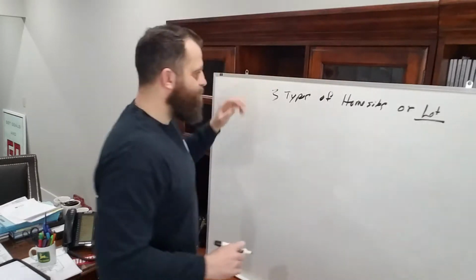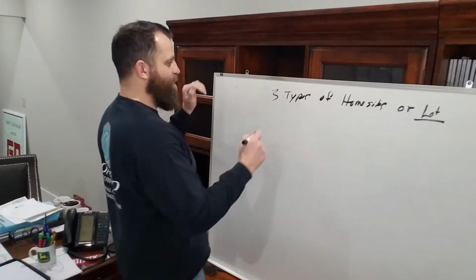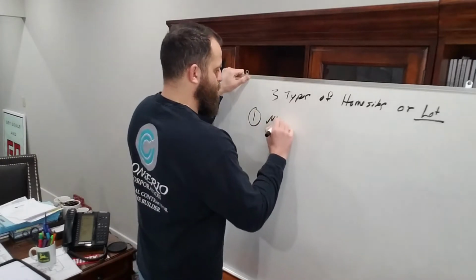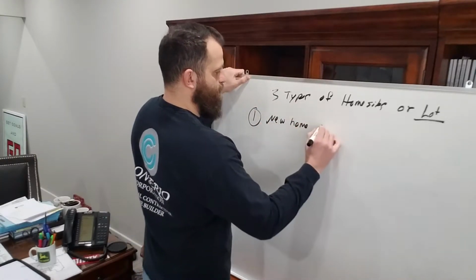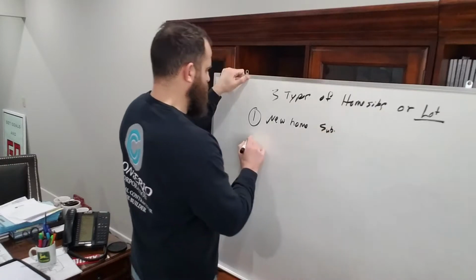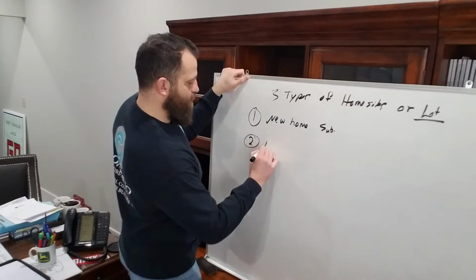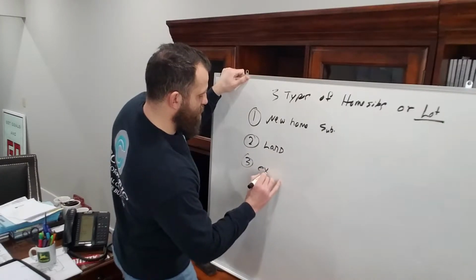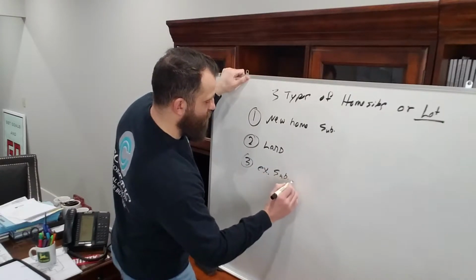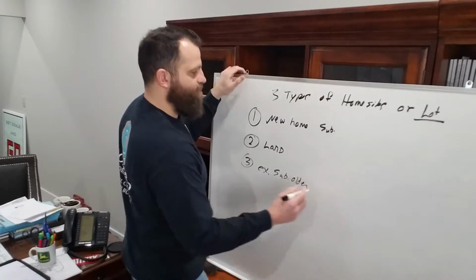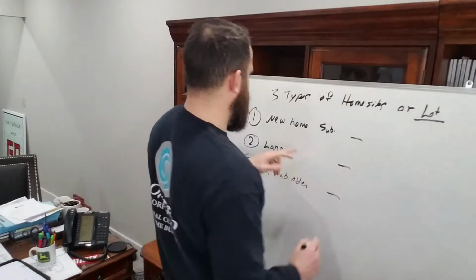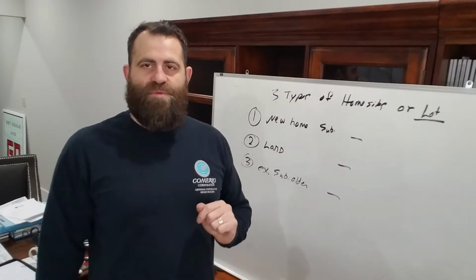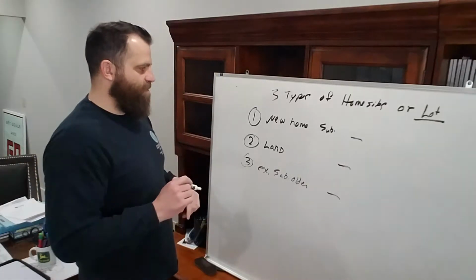Okay? So the 3 types that I see that we basically would have: number 1 would be a new home subdivision. Number 2 would be land. Number 3 would be an existing subdivision, maybe older. So we have new home subdivision, raw land, or an existing older subdivision. So let's talk about examples of each.